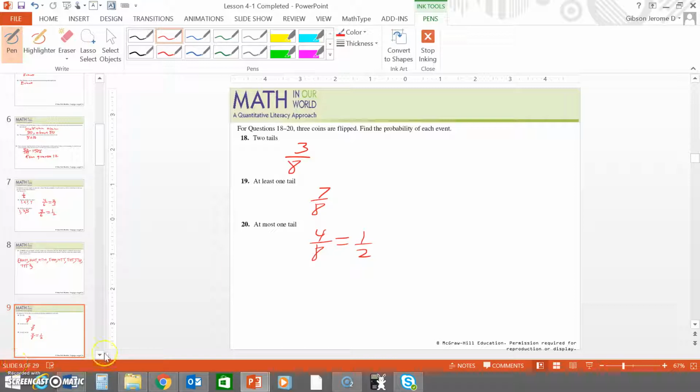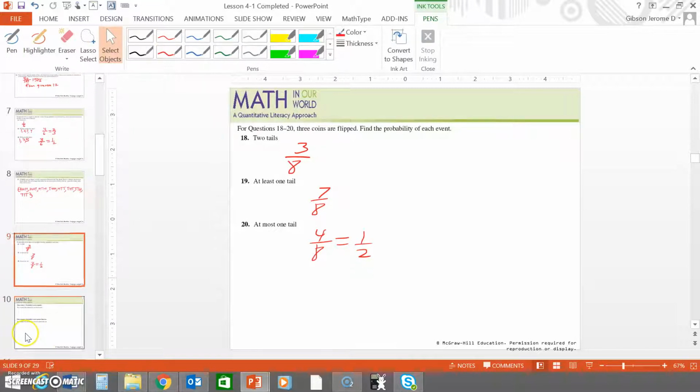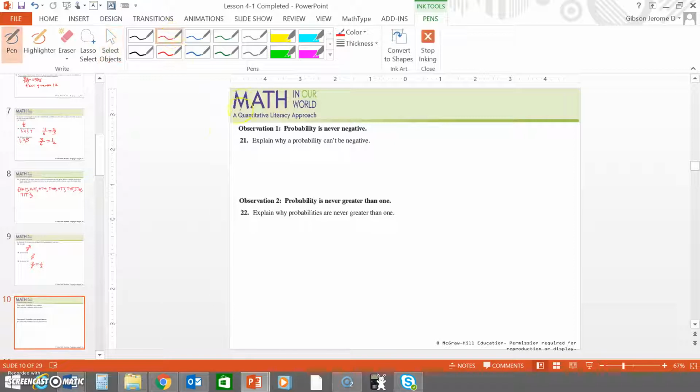Now, we go to problem 21. Now, with problem 21, it says, explain why a probability can't be negative. Now, remember, we were told earlier that a probability can only be between 0 to 1. It cannot be less than 0, which would be negative, and it cannot be greater than 1. So it says, explain why a probability can't be negative. Well, this is what we could do.